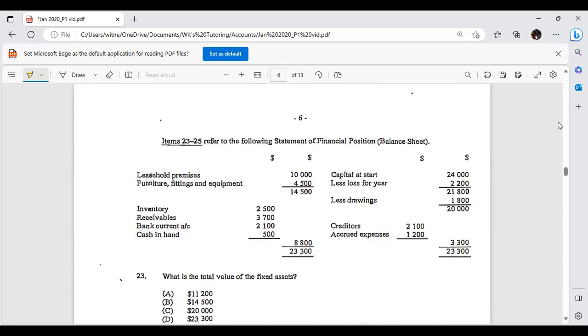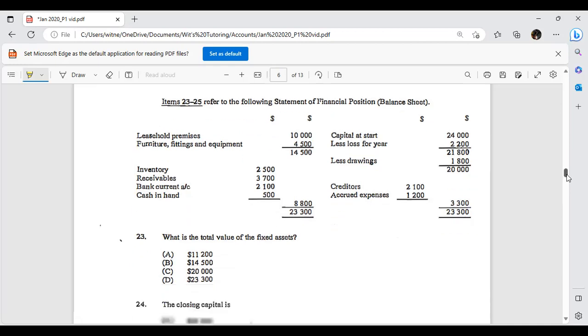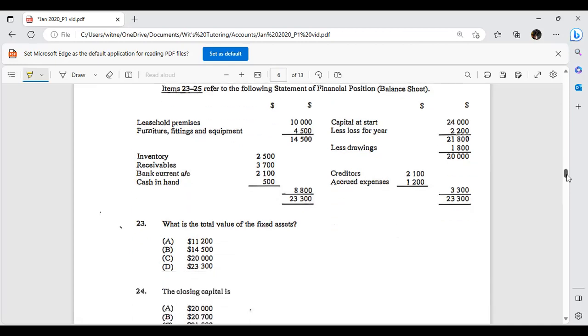All right, items 23 to 25, which is the following statements of financial position. Remember that statement of financial position is another name for your balance sheet. So you have leasehold premises, furniture and fittings, and so on. What is the total value of fixed assets? Your fixed assets are those assets that have an expected life of over a year. You intend to have those for more than a year, and they're not for sale, they're for use within your business, right?